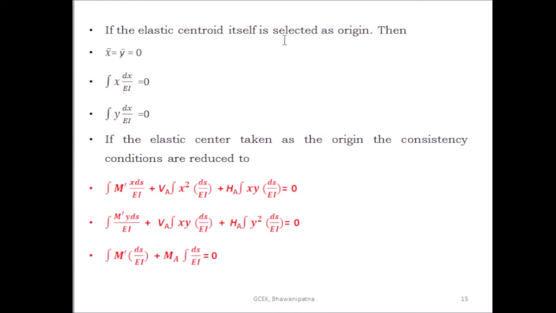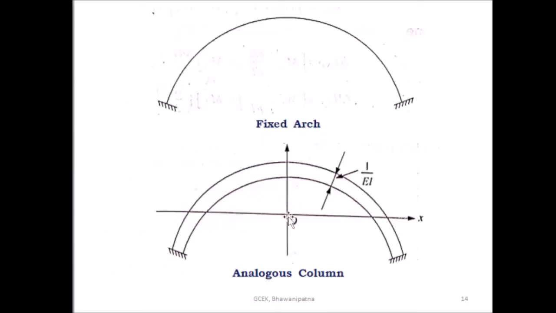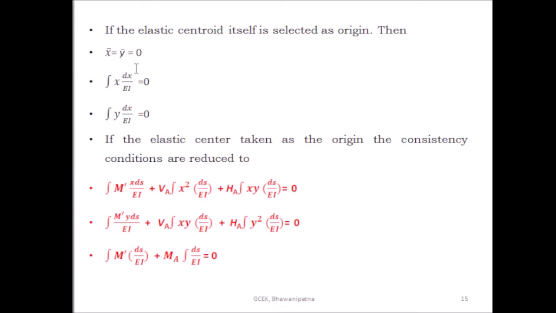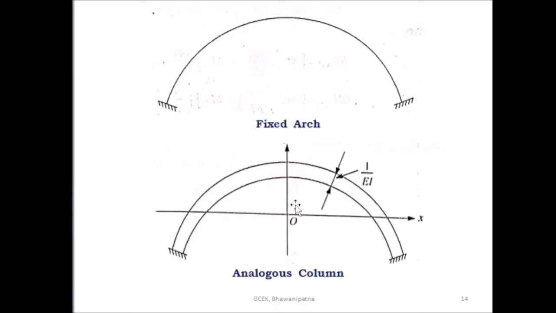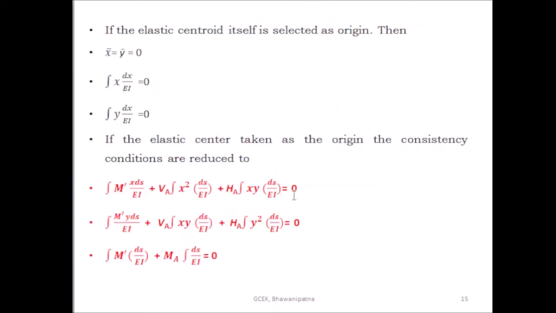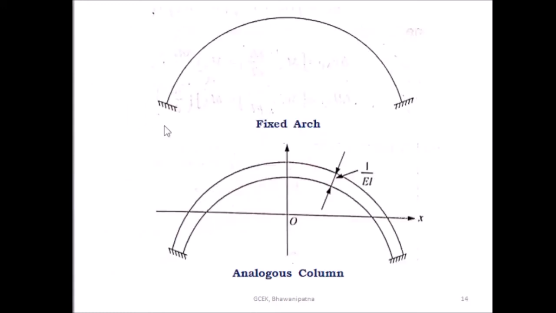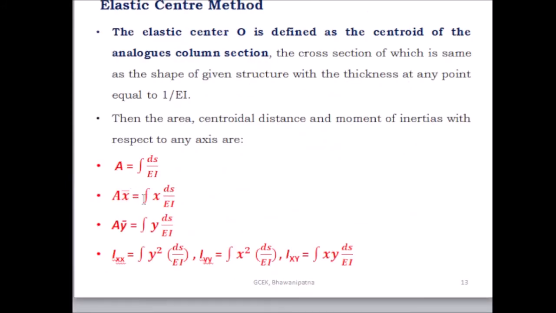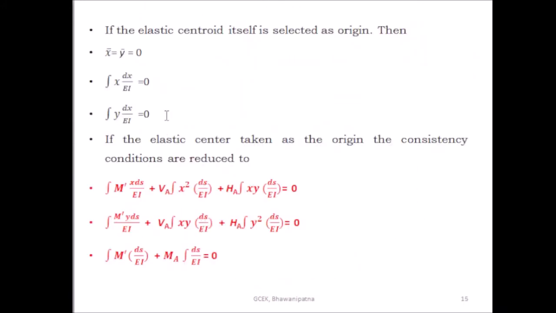If the elastic center itself is selected as the origin, then x bar is equal to y bar is equal to 0. If x bar is equal to 0, then integration x ds by EI is 0, and if y bar is equal to 0, then integration y ds by EI is equal to 0.